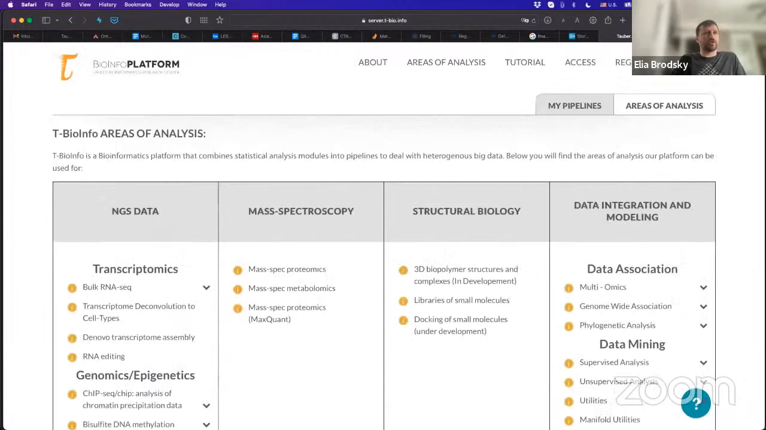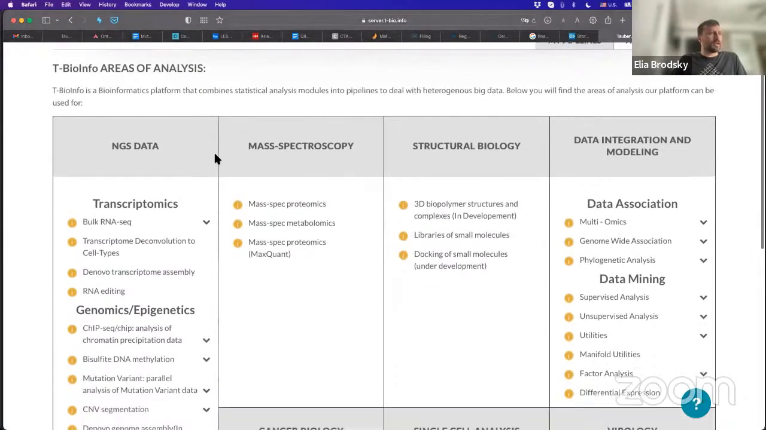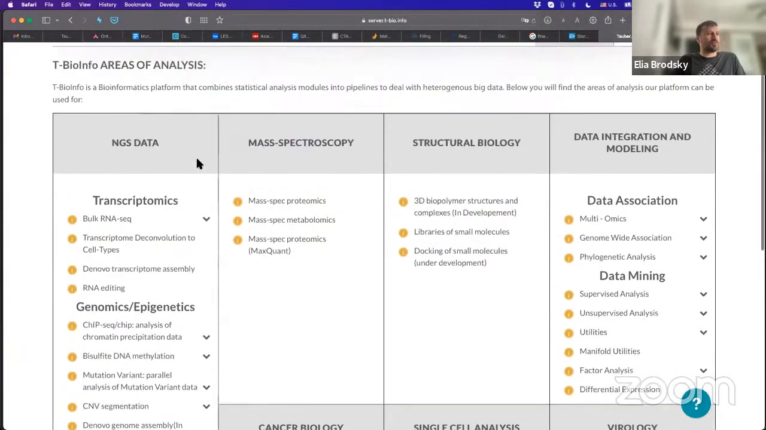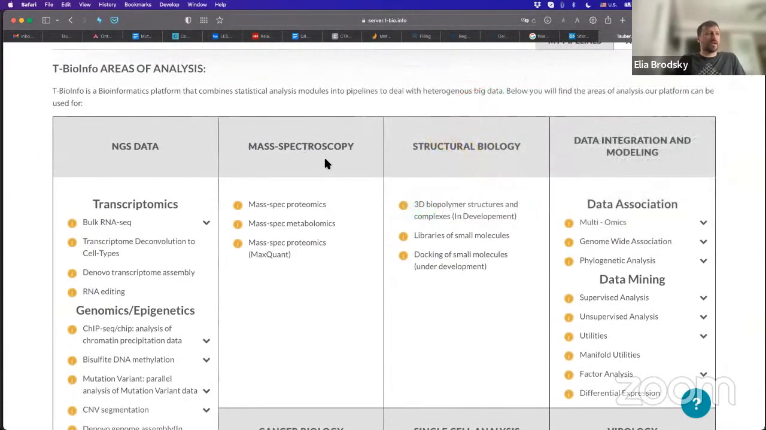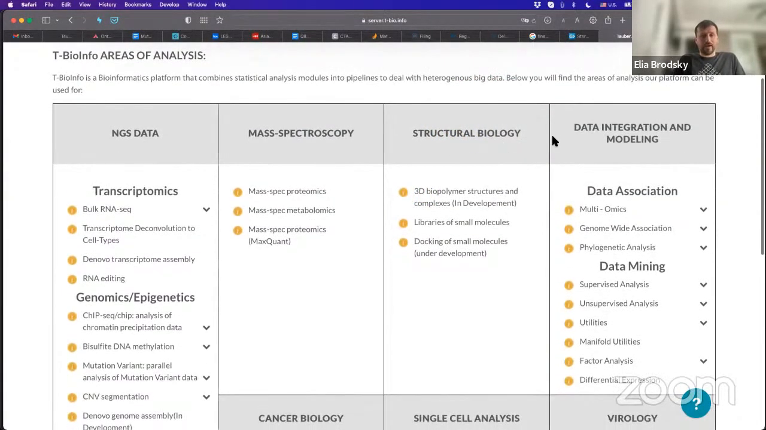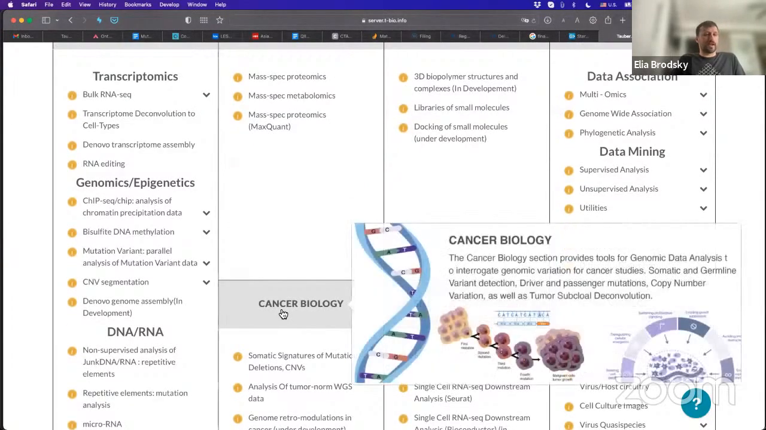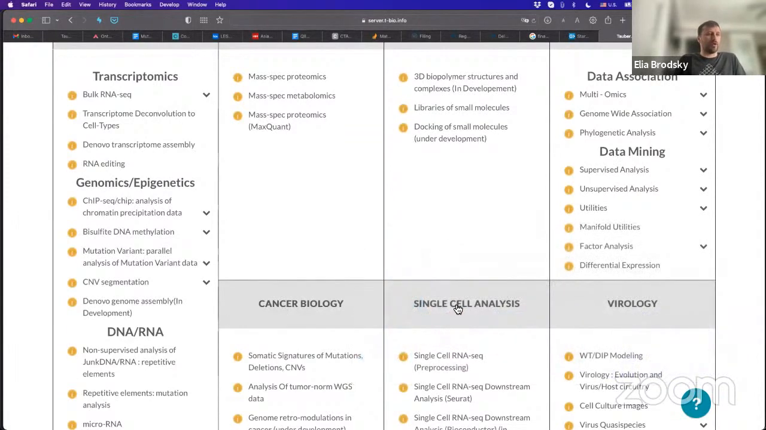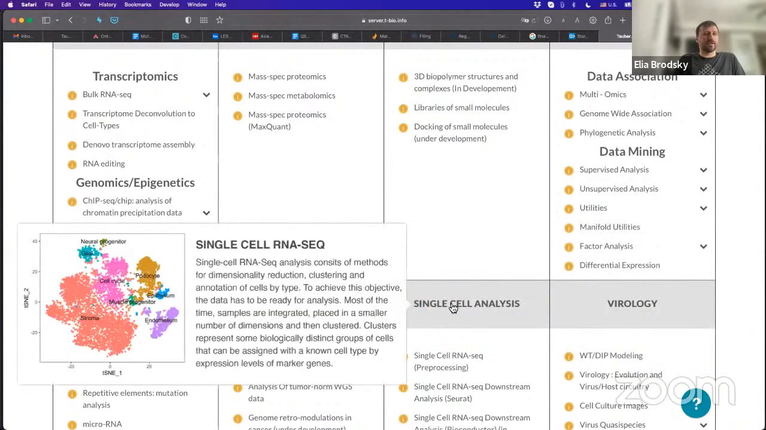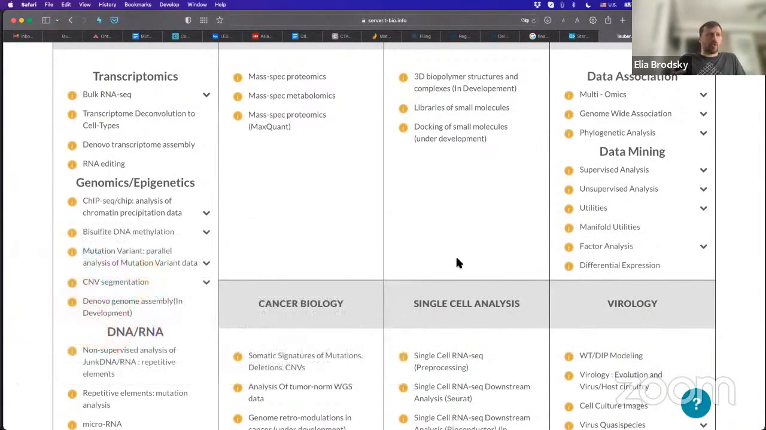Okay. Once you are here, you will be able to see that everything is separated into several different sections. These sections are by data type or by application. You will also see some of the newer sections that have been added recently. And so these are some of the sections that I will be talking about, such as single cell analysis and others.